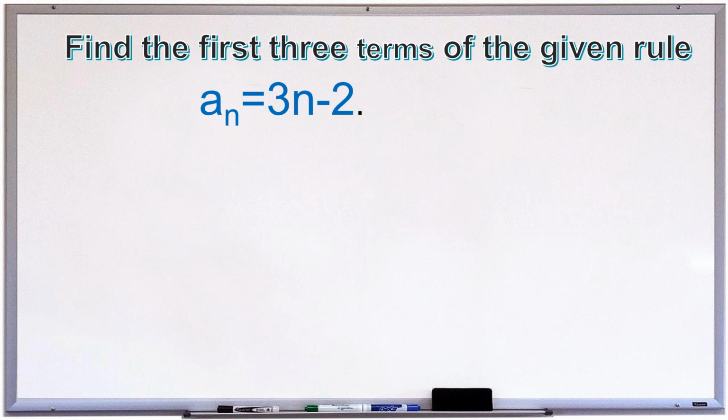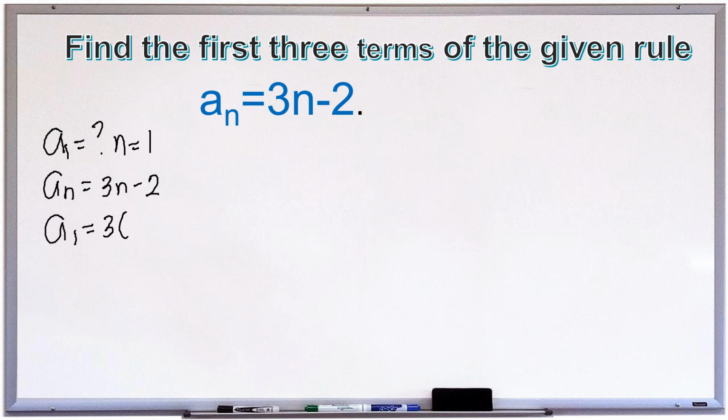Let's start with the first term. The first term is a sub 1, where n is equal to 1. Our given is a sub n is equal to 3n minus 2. Substitute the value of n, which is 1. That is a sub 1 is equal to 3 times 1 minus 2. 3 times 1 is 3, minus 2. So a sub 1 is equal to 1.